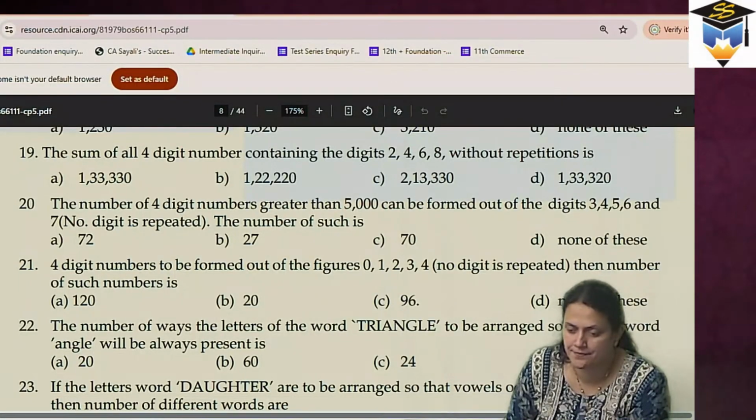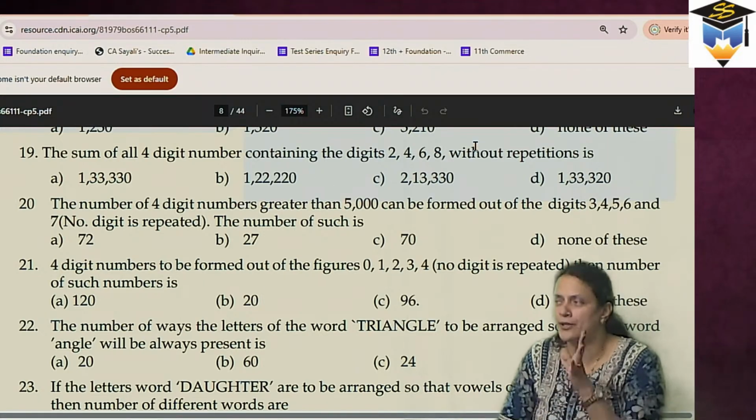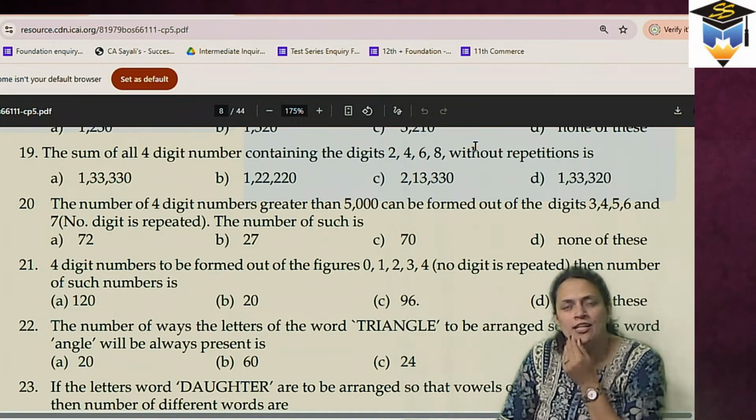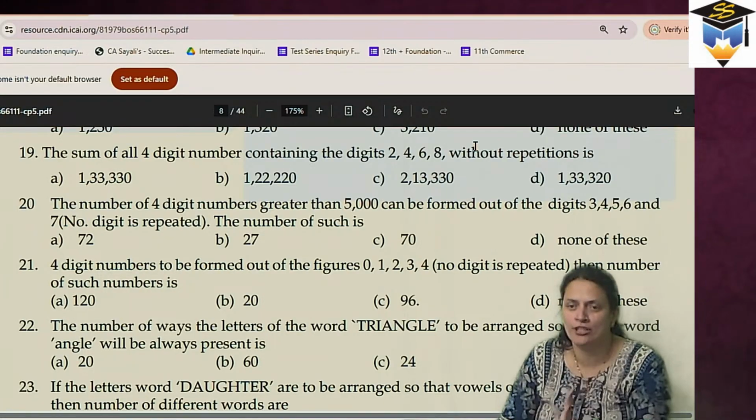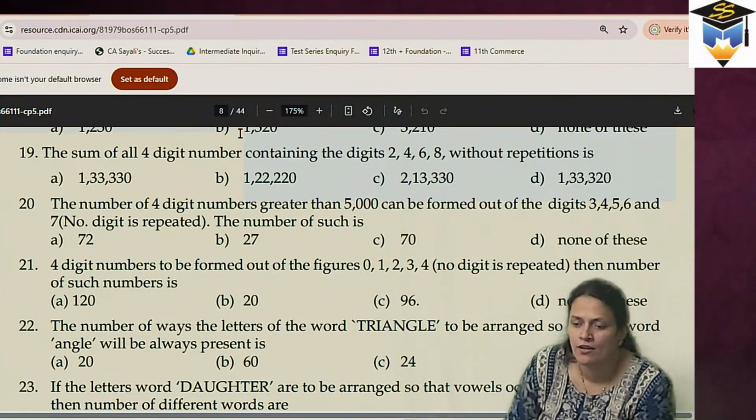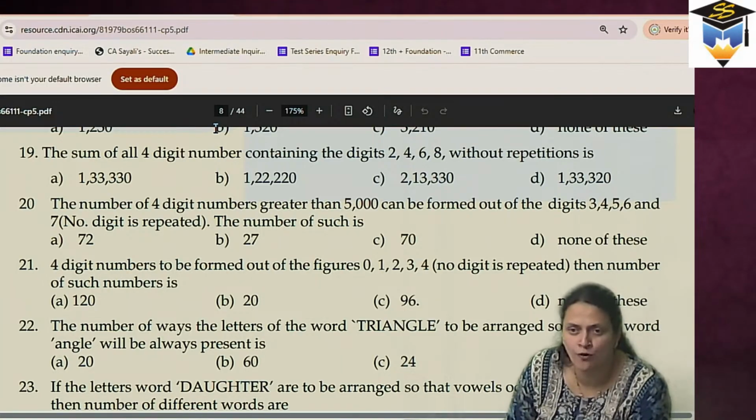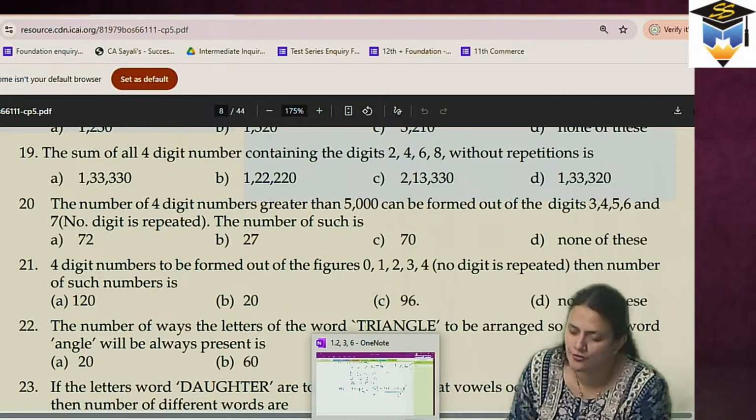Now next, the sum of all 4-digit numbers containing the digits 2, 4, 6, 8 without repetition. Without repetition means you cannot repeat any of the numbers. So how many digit numbers? 4. So what is the value of n for the 19th one? 4.